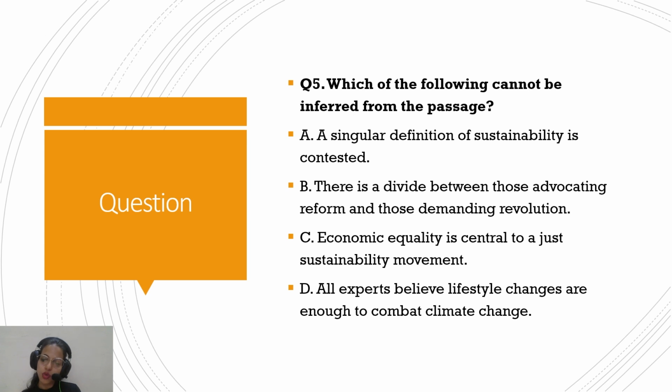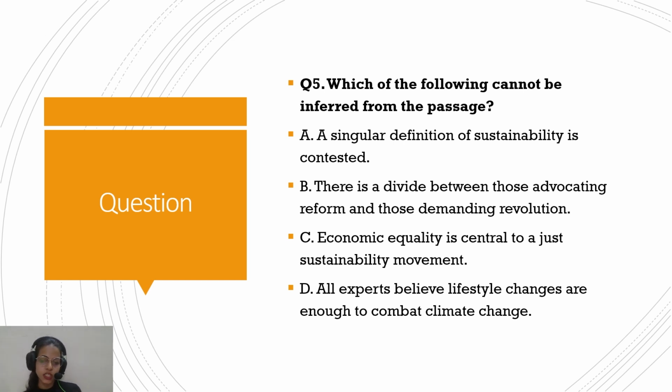B. There is a divide between those advocating reform and those demanding revolution. Revolution is radical change, a structural big change, and advocating reforms are smaller piecemeal changes, individual steps that have been discussed. So we can infer this also from the passage. So there is a divide. C. Economic equality is central to a just sustainability movement. D. All experts believe lifestyle changes are enough to combat climate change. When we talked about a just transition, economic equality was also discussed. So that can be inferred from the passage.